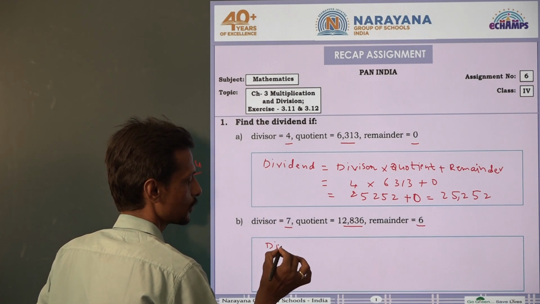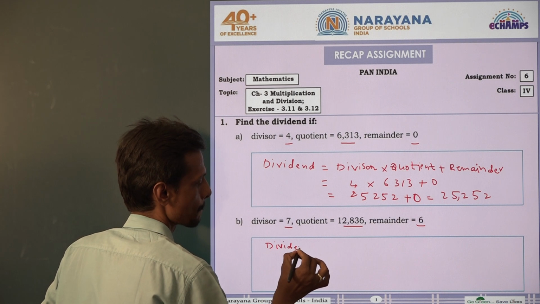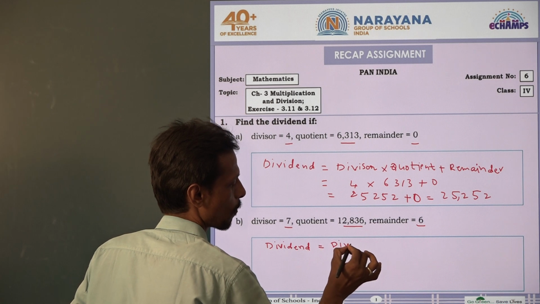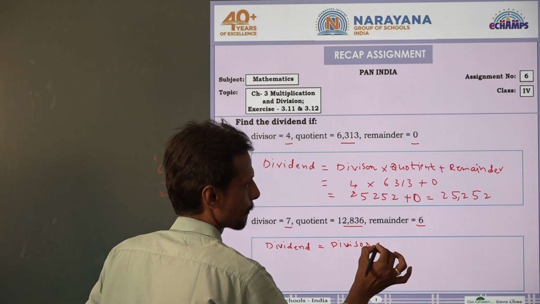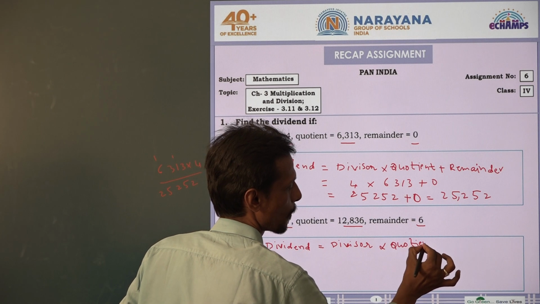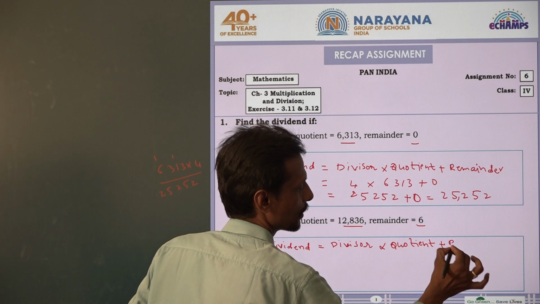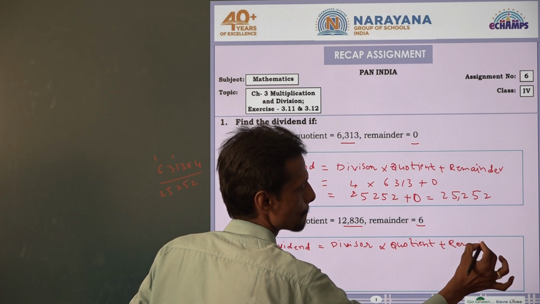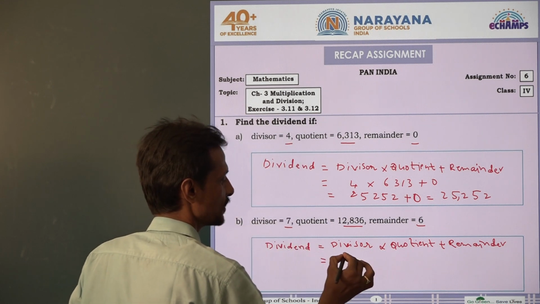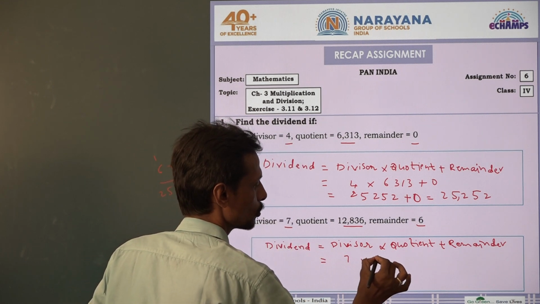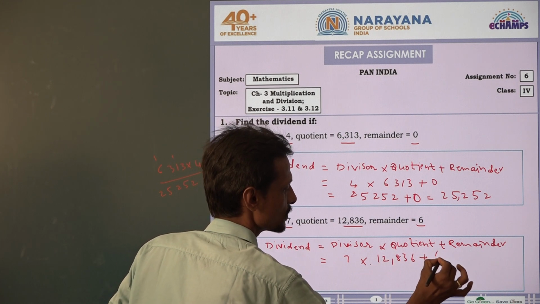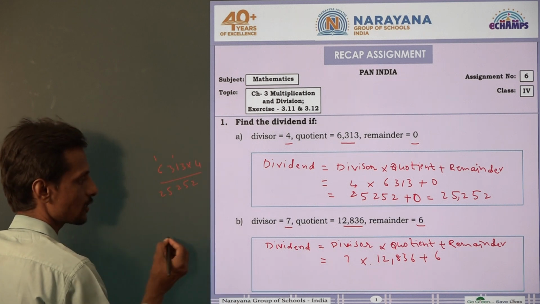Next, B. It is also divisor, quotient and remainder, same as before. Dividend is equal to divisor into quotient plus remainder. So here the divisor is 7 into 12,836 plus 6. You should multiply here also.